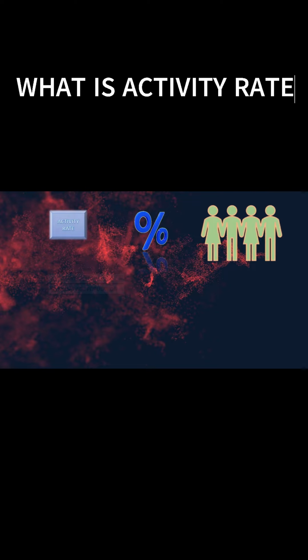The participation rate is calculated by dividing the labor force by the working age population and multiplying by 100 to express it as a percentage. In order for a person to be considered part of the labor force and to be included in the calculation of the participation rate, he or she must be employed or actively seeking employment.